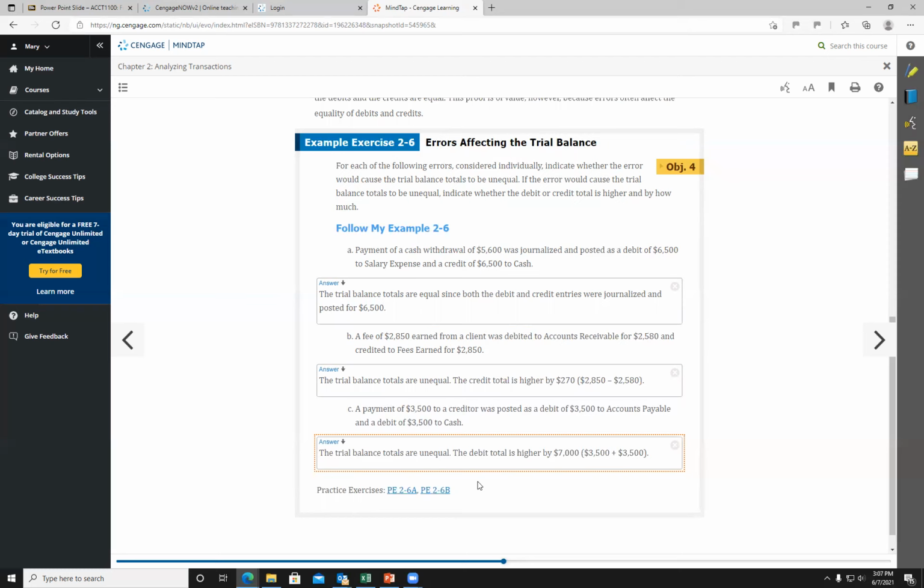then they must equal. And in some situations, they are going to equal, but they're still going to be incorrect because we did transpose a number, but then we transposed it with both the debit and the credit. Here, we transposed a number, but we only transposed it on one side of the journal entry, not the other, causing the debits and credits to be unequal. Here, we accidentally debited twice. Instead of doing a credit, we did two debits, causing our debit side to be higher by $7,000.